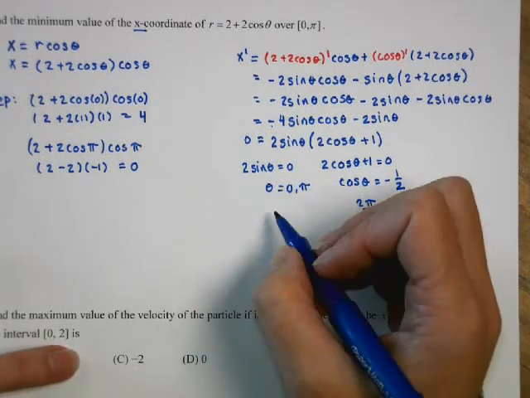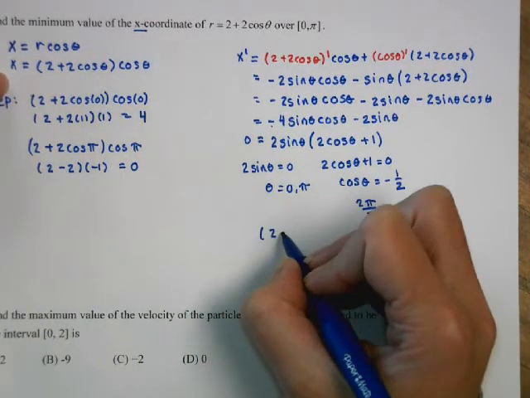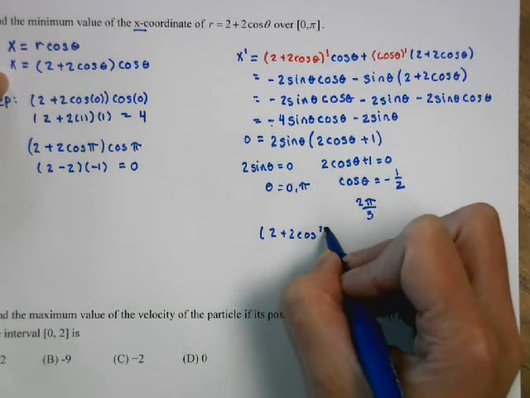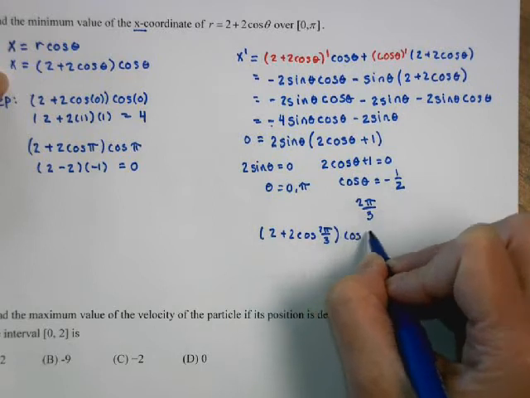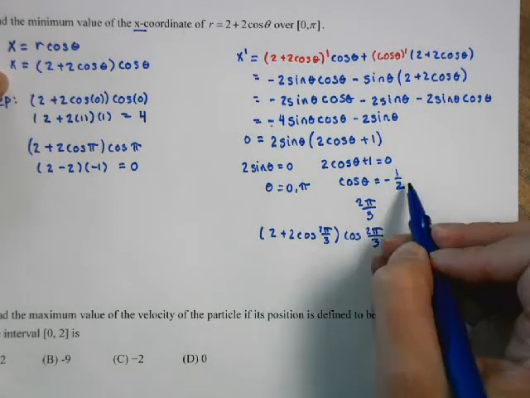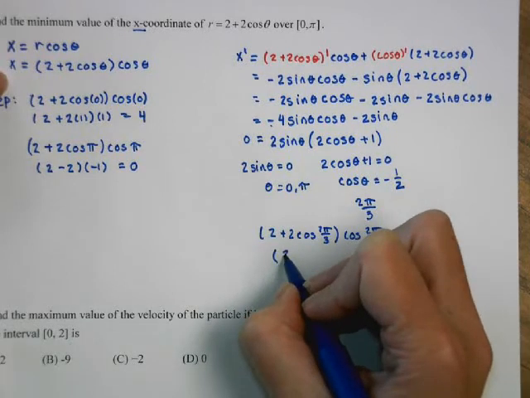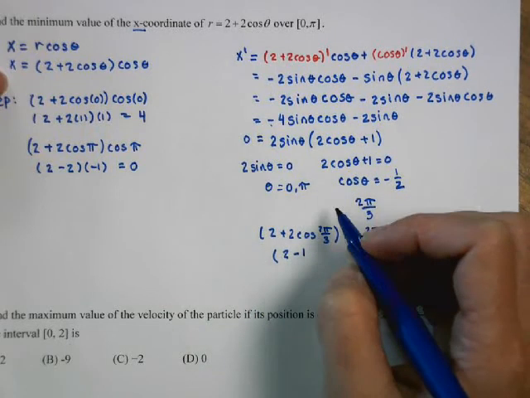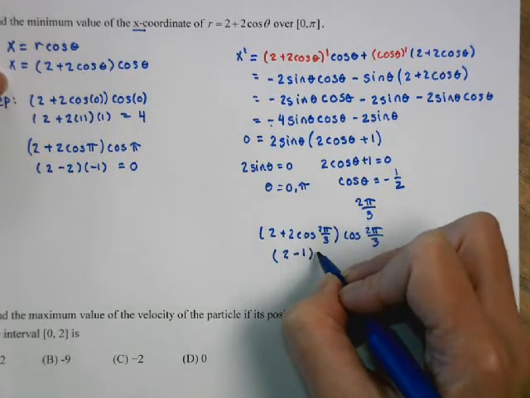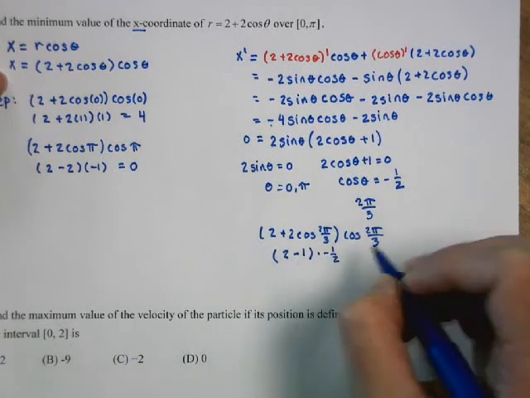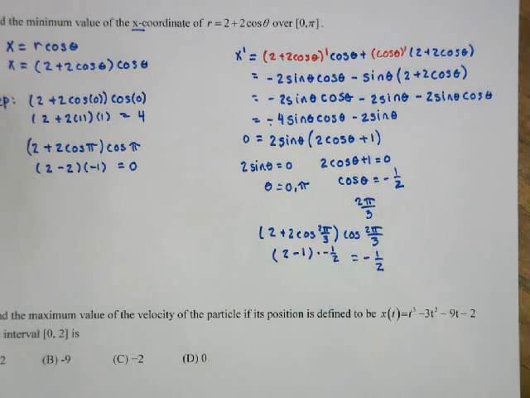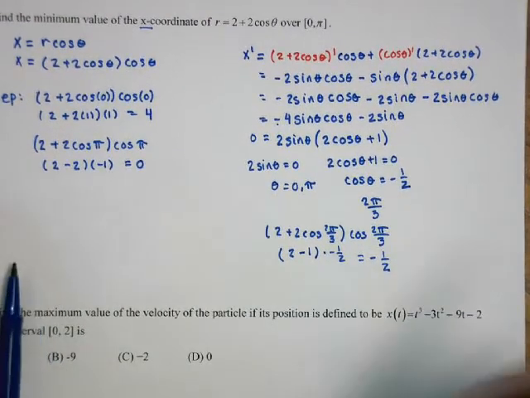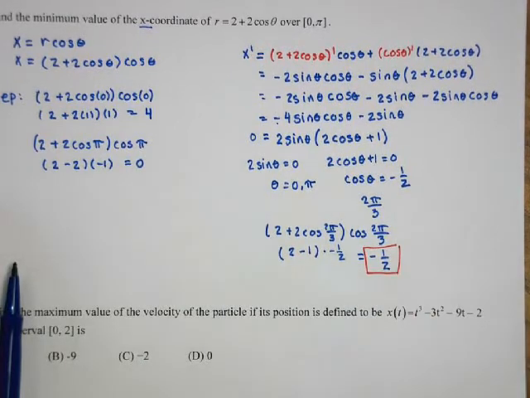So we'll plug that into the original x function. So 2 plus 2 cosine 2 pi over 3. Well, we know it's equal to negative 1/2. So we're going to have 2 times the negative 1/2 will be a negative 1 times the negative 1/2. So 1 times negative 1/2 is negative 1/2. So our minimum value of the x coordinate is going to be negative 1/2.